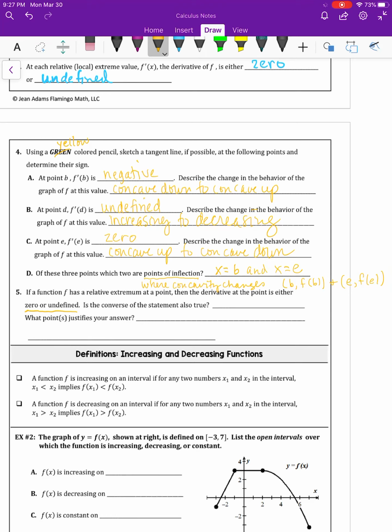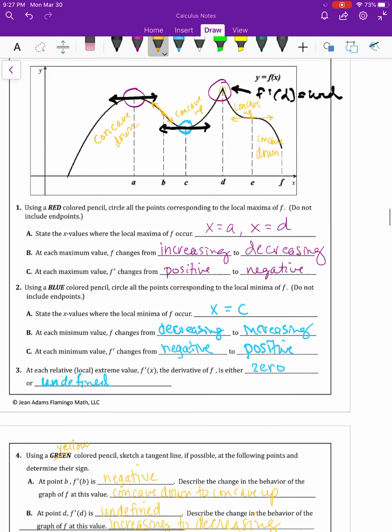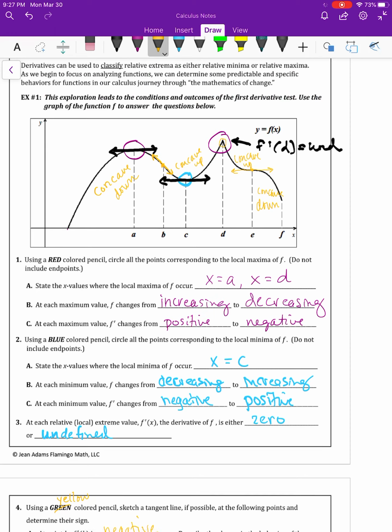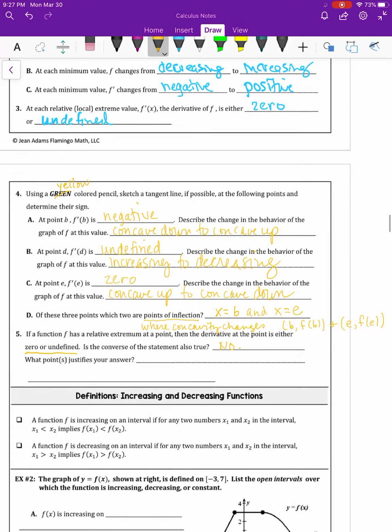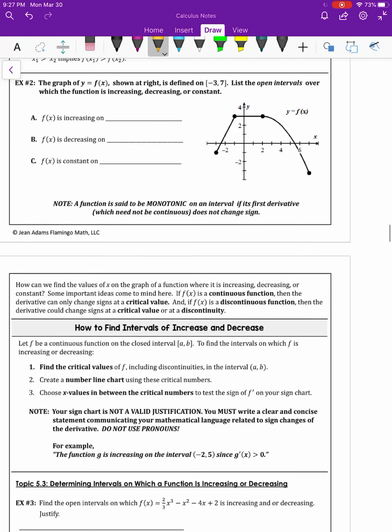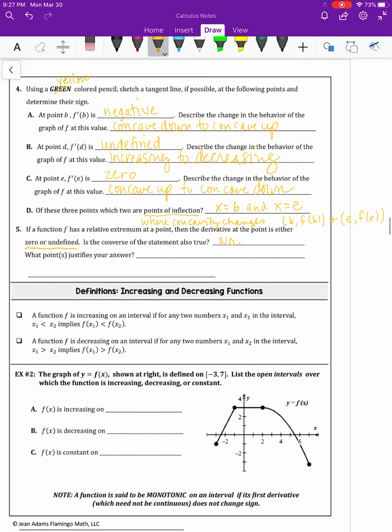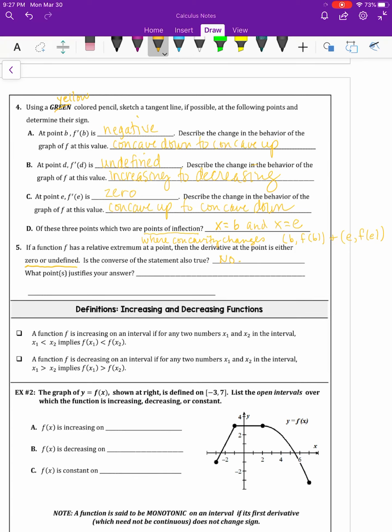Because we just said if a function has a relative extrema at a point, then we know that the derivative is either 0 or undefined. Converse would be, if the derivative is 0 or undefined, do you always have an extrema? And you're going to have to say no, okay? You can see it up here on this graph. You briefly at E had a slope of 0 here, but this was not an extrema, okay? So there's one example.